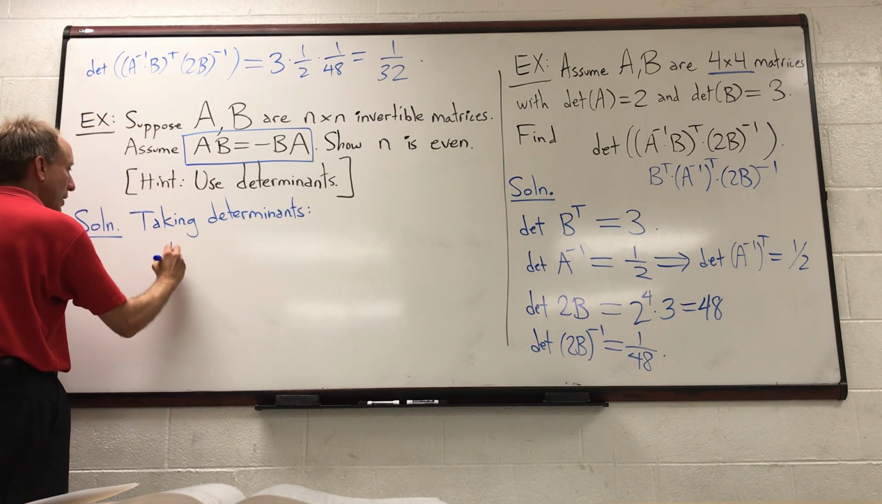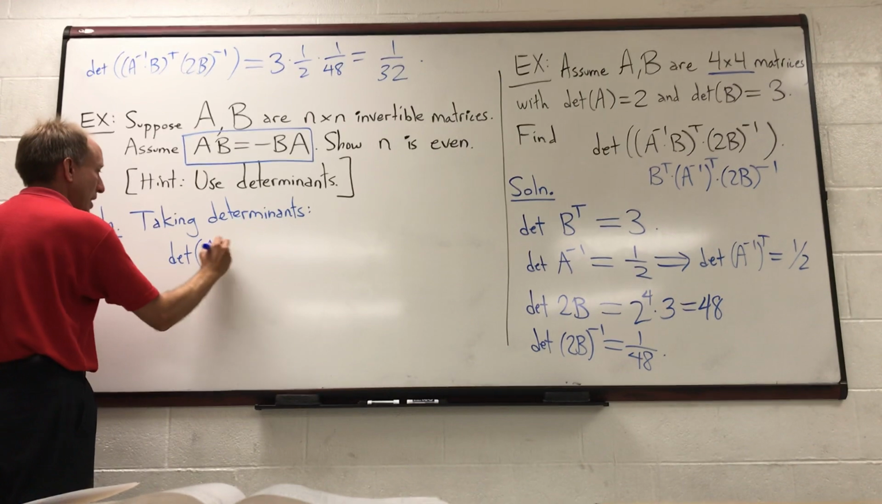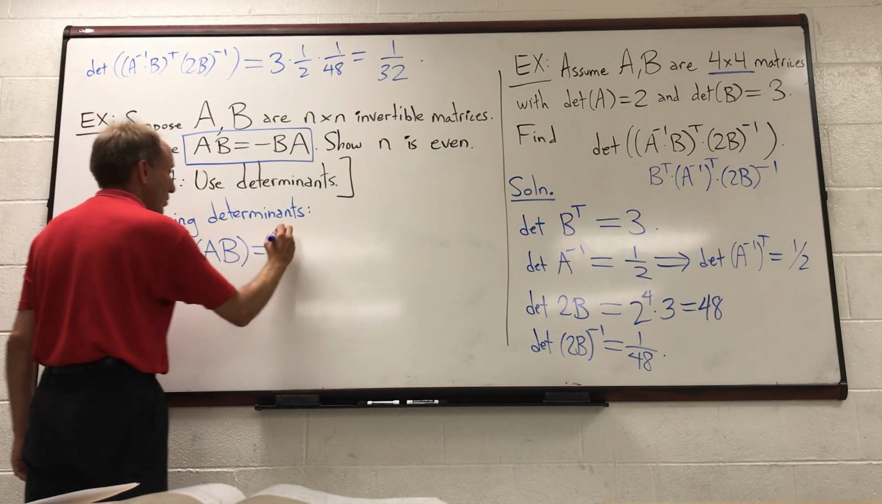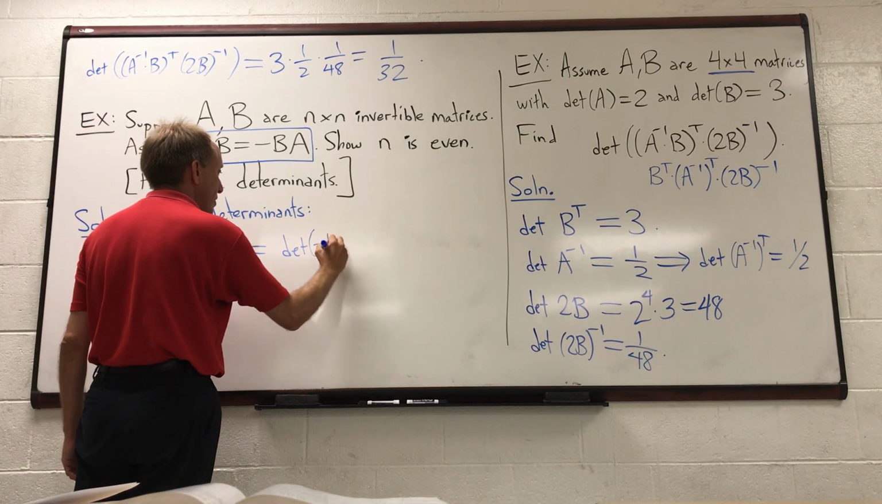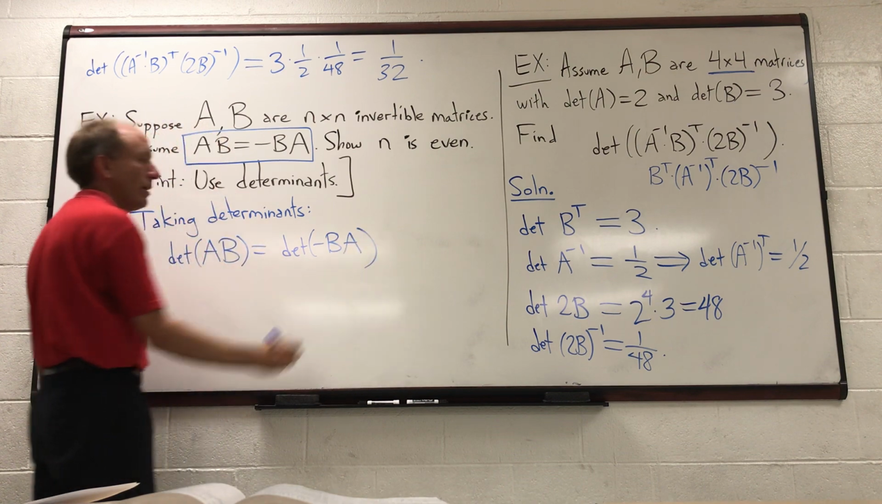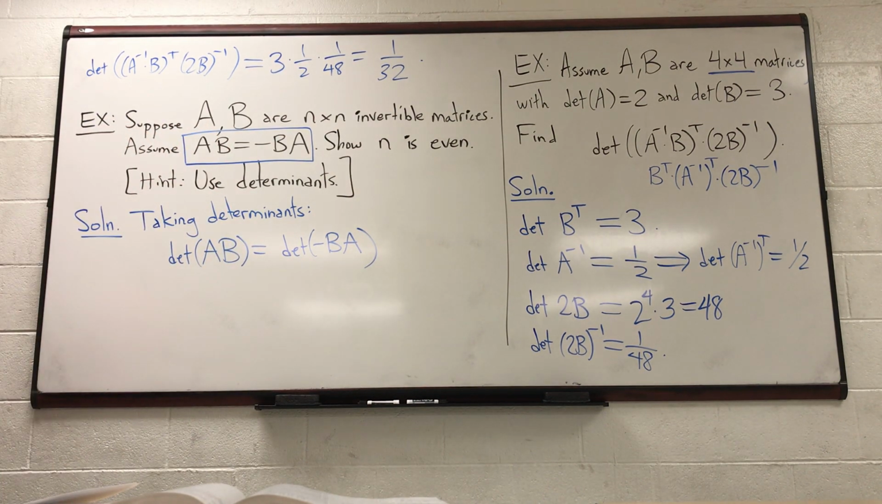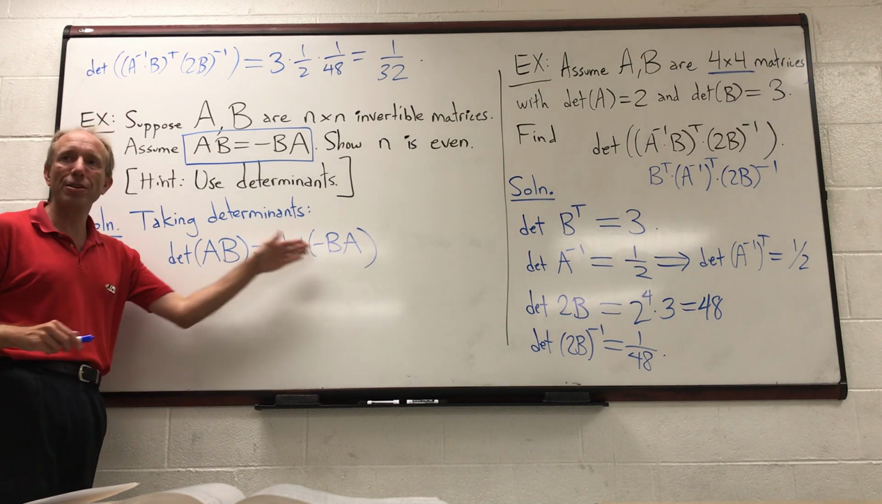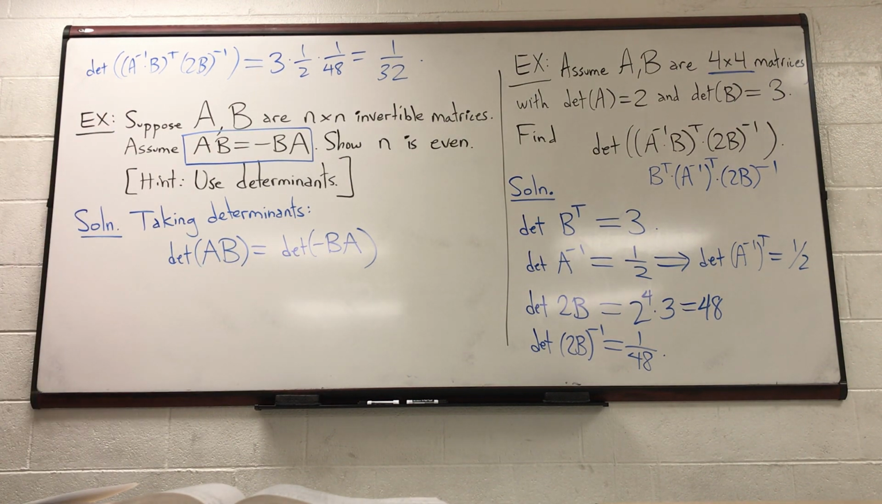we're going to get that the determinant of AB is equal to the determinant of negative BA. Okay, so we just simply start off with the original equation, and if we just take the determinant of both sides of it, this is what we have. Okay, what would be your next step, do you think?